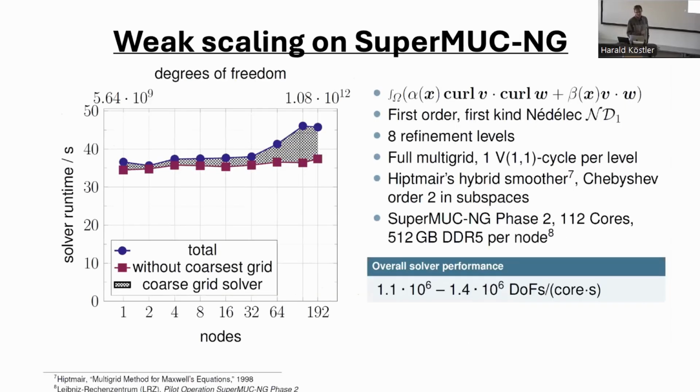Of course, I also have to show you a result on weak scaling on SuperMUC and JUWELS. That was a bigger result, with more than 10 to the power 12 unknowns. And of course, one thing: yes, it scales. So this is good news.